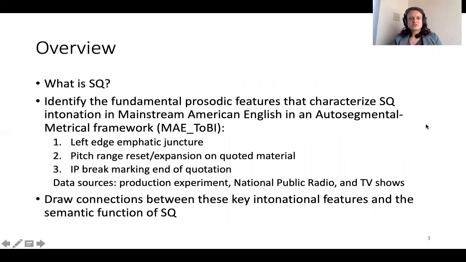In this talk, I will tell you more about what subclausal quotation is. Then I will identify the fundamental prosodic features that characterize subclausal quotation intonation in mainstream American English in an autosegmental metrical framework using the ToBI transcription system. The three core features are a left edge emphatic juncture, a pitch range reset or expansion on the quoted material, and thirdly, an intonation phrase break marking the end of the quotation. Then I will draw connections between these key intonational features and the semantic function of subclausal quotation.